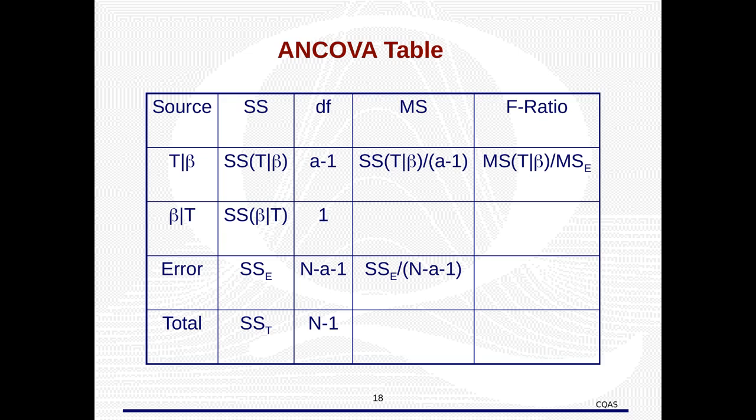The F-ratio for testing treatment significance is the mean square for treatment divided by the mean square error. This ratio tells us whether treatment differences are statistically significant after adjusting for the covariate. Notice that we do not compute an F-ratio for the covariate, consistent with our earlier discussion that the covariate is merely a nuisance variable requiring adjustment, not a parameter of inferential interest.